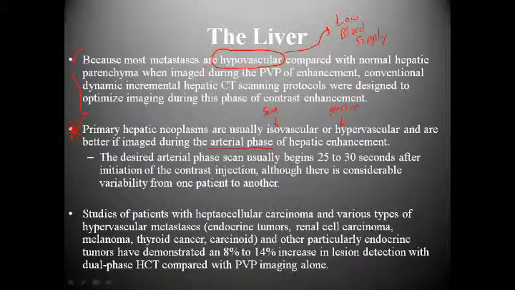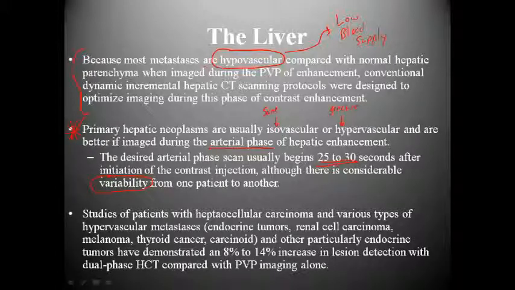The desired arterial phase scan usually begins around 25 to 30 seconds after initiation of the contrast injection, although there is considerable variability from one patient to another. So we need to keep this in mind. 20 to 30 seconds usually will get the job done. However, every patient varies. And that's something that you're always going to see in CT. What works for one patient usually may not work for another patient. And so because of that and this variability, sometimes things just don't necessarily work the way that we want them to.